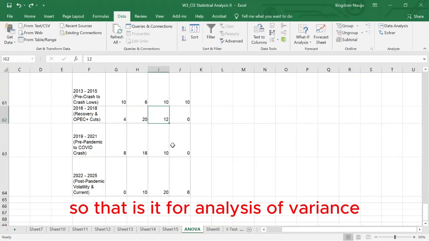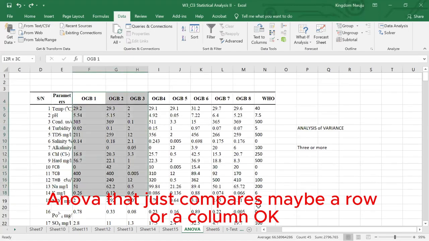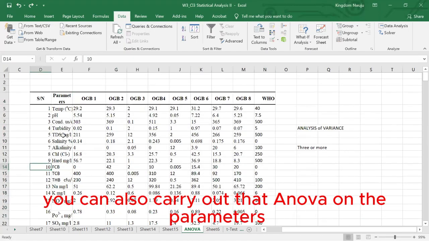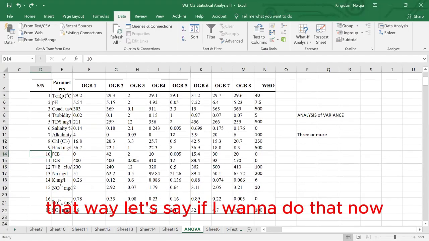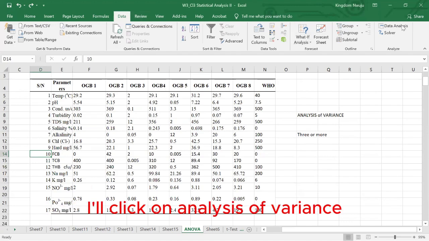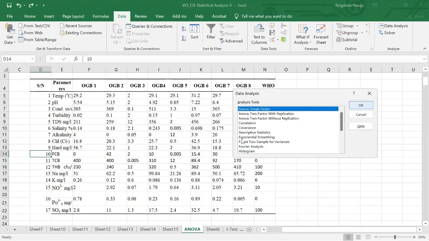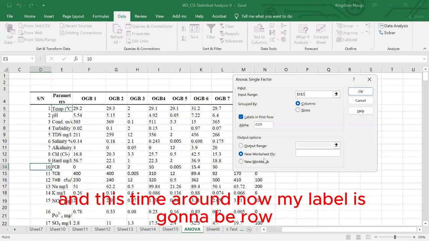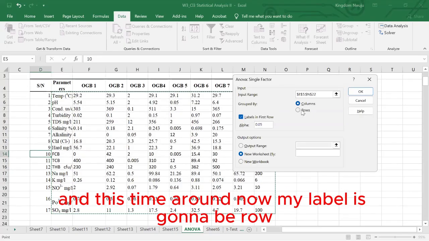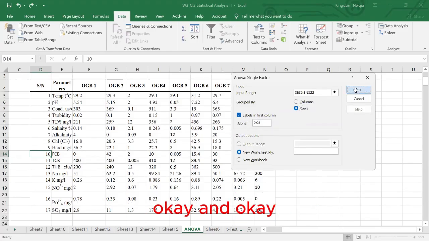Okay. So that is it for analysis of variance. We've been able to discuss one-way ANOVA that just compares maybe a row or a column. You can also carry out that ANOVA on the parameters here. Let's say I want to do that now, I'll click on analysis of variance, single factor. Now, I'm going to select this way. And this time around, my label is going to be row, not column, so that the first column becomes my label. Okay? And okay.